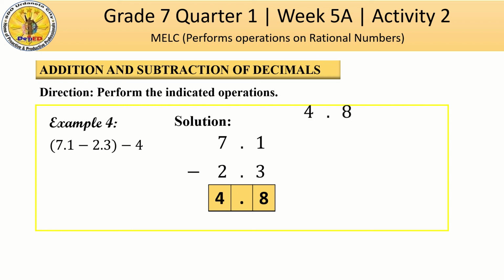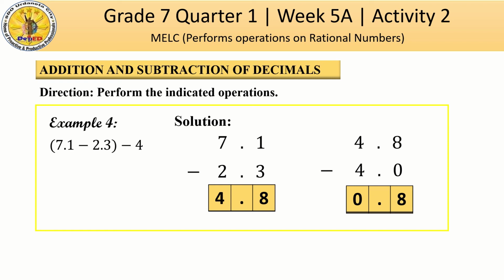Then, subtract 4 and 8 tenths minus 4. So 8 minus 0 is 8. Copy the decimal point. Then 4 minus 4 is 0. The answer is 0 and 8 tenths.